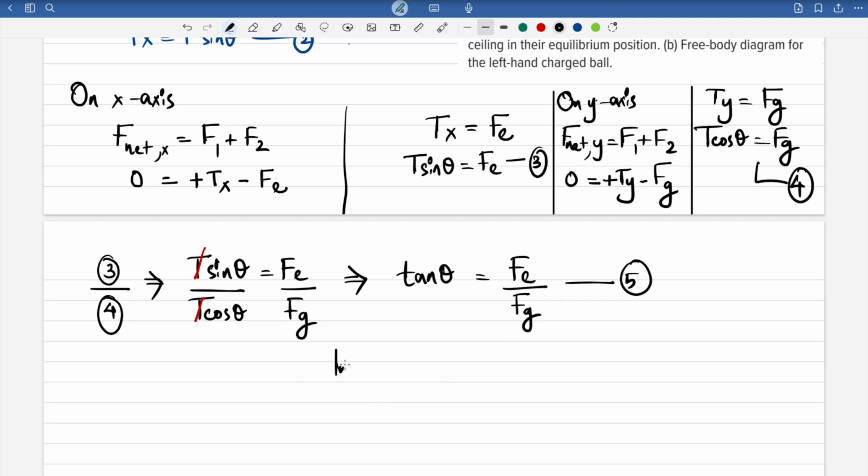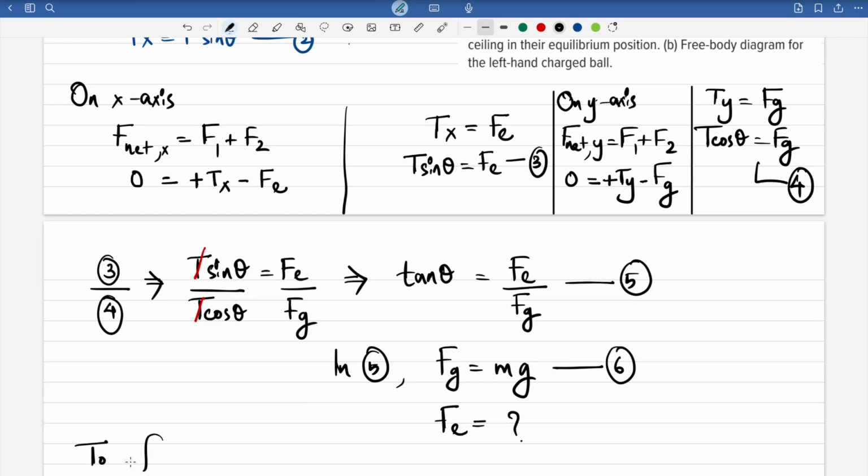In equation number 5, what is Fg? Fg is the gravitational force. We know the equation of gravitational force, mg, right? Let's call it equation number 6. But what about Fe? It's not given in the question. So we need to find Fe, right? So that's our next objective, to find the electrostatic force.